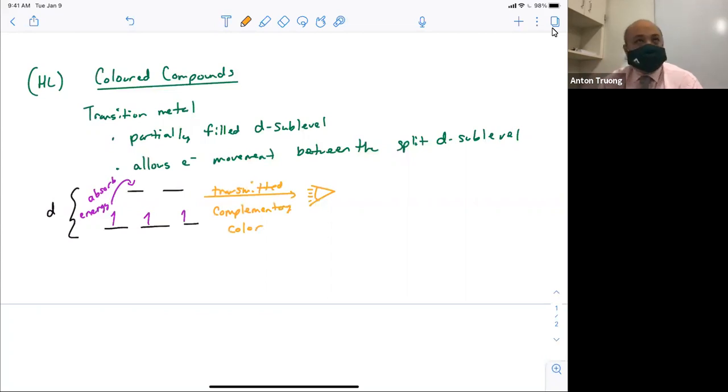So the color across, the color that's being absorbed from the color wheel. It's kind of tricky because since you're transmitting the complementary color, you have to figure out what color is being absorbed to judge how far the gap is. Like if you see yellow, that means it's absorbing violet, which is the highest energy, which means it has the largest gap occurring between the D sublevel.